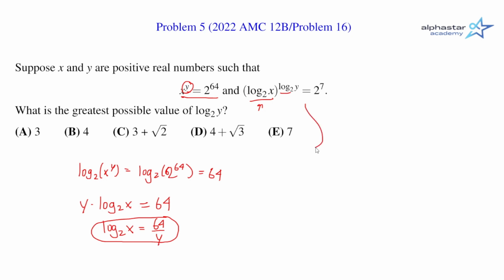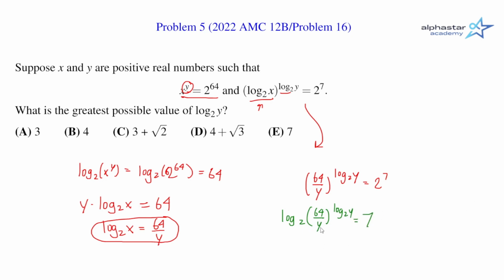Let's substitute that into here to get 64 over y to the log base 2 of y equals 2 to the 7. And now, while we have a log base 2 of y in the exponent there, that's not very comfortable for us. So let's think about how we can get rid of that. One way we can do that is, for example, to take logarithms. So let's take the logarithm one more time. We get log base 2 of 64 over y to the power of log base 2 of y is equal to log base 2 of 2 to the 7, which is just 7.